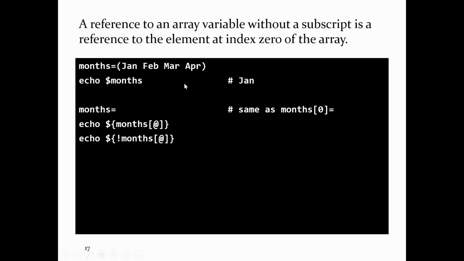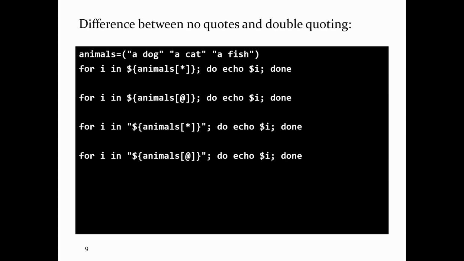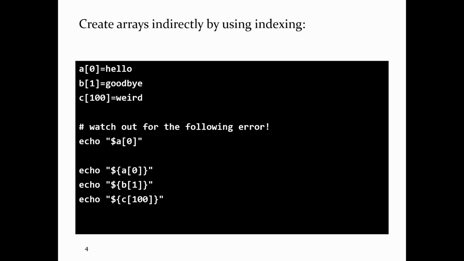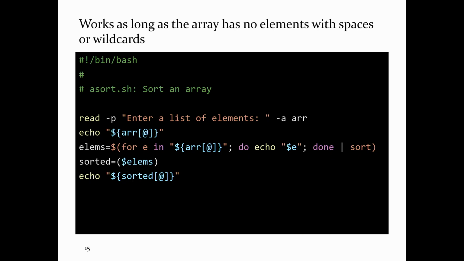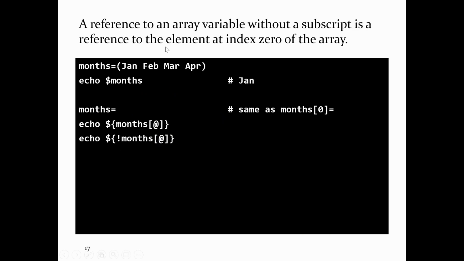Now, there were some weird results in some of these slides. Back here, for example, this one: remember when we did this, you ended up with hello followed by square bracket 0, which is why we had to put in the braces. The reason is this. If you make a reference to an array variable without using a subscript, then as far as bash is concerned, that's a reference to the element at index 0 of the array.